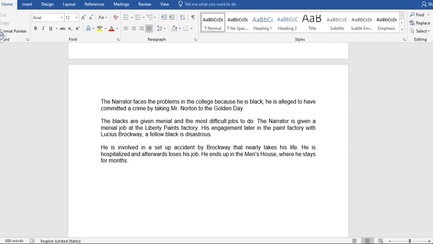The narrator faces problems in the college because he is black. He is alleged to have committed a crime by taking Mr. Norton to the Golden Day.